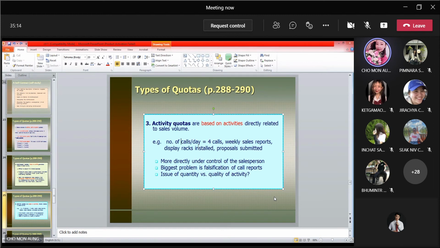So they just make 4 calls, but they cannot close the sales. So those 4 calls that they made were not effective, right? They make 4 calls because we just set the quota of 4 calls. They just call the customer. So here, when we use activity quotas, it can be focusing on quantity rather than quality. The quality might not be good.